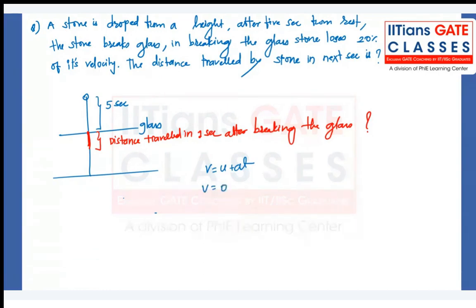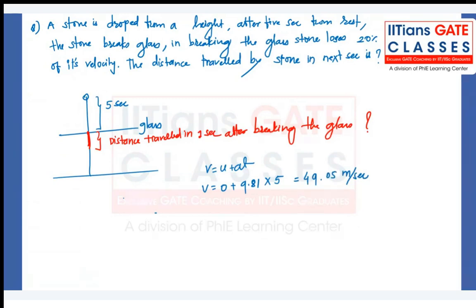Initially velocity is zero, so u is equal to zero, plus a is acceleration due to gravity, that is 9.81, into time is 5. Okay. So how much is it? 49 point something, maybe 49.05 meters per second. Yeah. Okay.